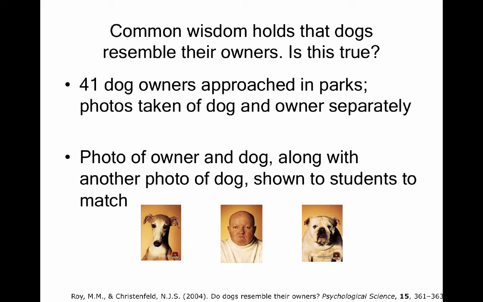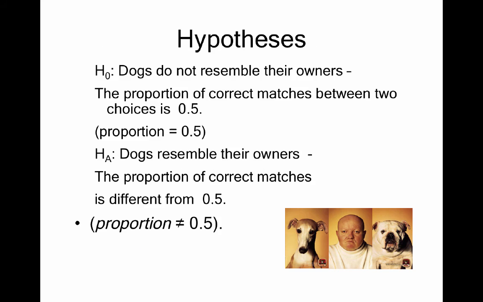In this experiment, 41 dog owners were approached in parks and photos taken of the dog and the owner. The photo of the dog and the owner, along with a second photo of another dog, were shown to students to match. There were 41 cases in the database, one corresponding to each pair of dog owners and their dogs, and then that second picture that was introduced. The data set therefore comprised the number of those dog owners and dogs that were correctly matched by the majority of people that took the test.